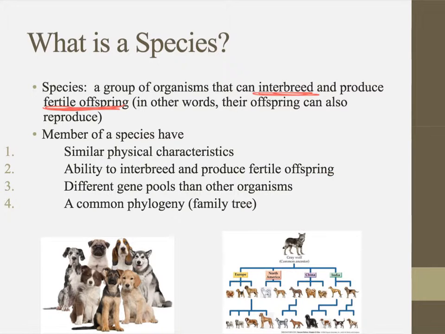Members of the same species usually, actually, according to our definition, always have the ability to interbreed and produce fertile offspring. Members of a species have gene pools that are different than other organisms. So dogs all have a very similar gene pool, but their gene pool is very different than a cat. And they have a common phylogeny. We're going to talk a lot more about phylogeny when we get into evolution, but basically it means they have the same family tree. So all the current breeds of dogs can actually be traced back to a common ancestor. And so this one species with the different breeds all came from the same common ancestor.